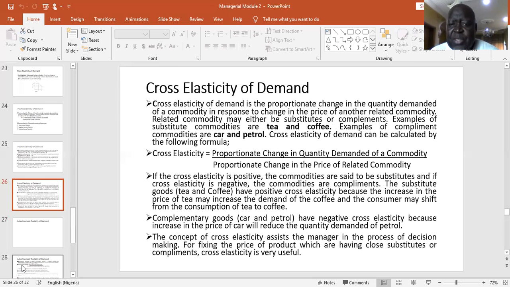Example of substitute commodities are tea and coffee. We said you cannot demand the two simultaneously. You cannot consume the two simultaneously. Let's say that. So it's either tea or coffee. There are people who don't take coffee, they only take tea. There are people who take only coffee, they don't take tea.